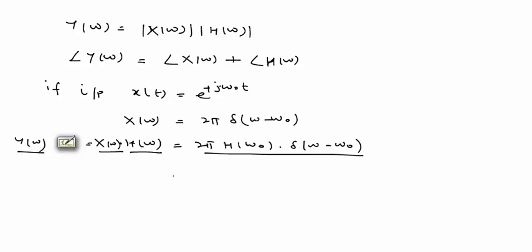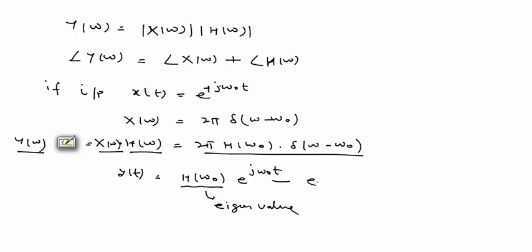Complete result is this. Means by taking inverse we can conclude e to the power j omega naught t is called eigenfunction, and H(omega naught) is called eigenvalue. For different values of t we can generate the function, and the eigenvalue is a constant value.